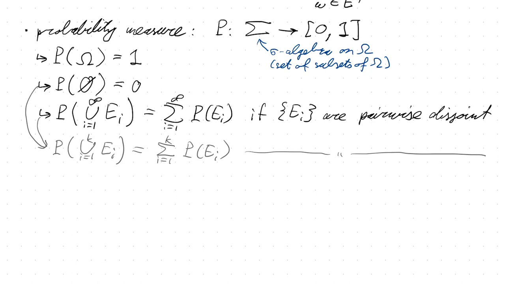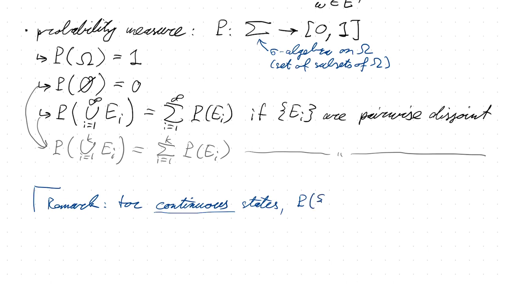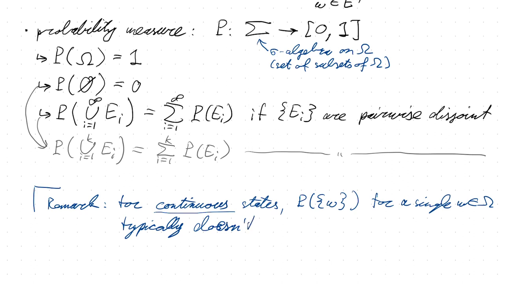So as a remark, for continuous states of the world, the probability of a single event doesn't make a lot of sense.